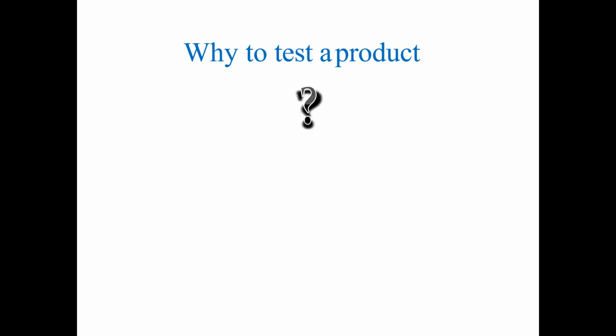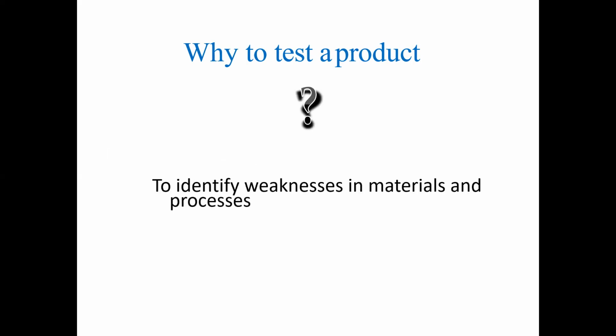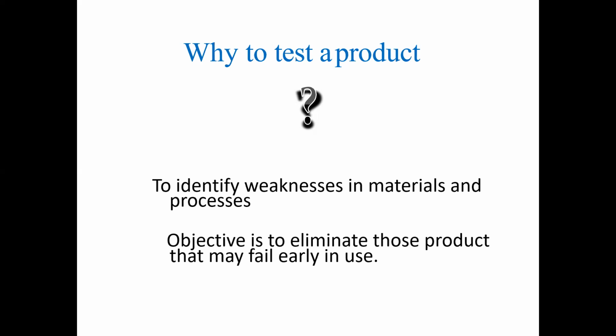Here, to identify the weaknesses in materials and processes, to identify why the material or process is not working, what is the weakness, why this product is getting failure. So we have to identify that first. Then the objective is to eliminate those products that may fail early in use, to eliminate that product at the early stage, which may fail in the early use. So that's why we have to test the product.